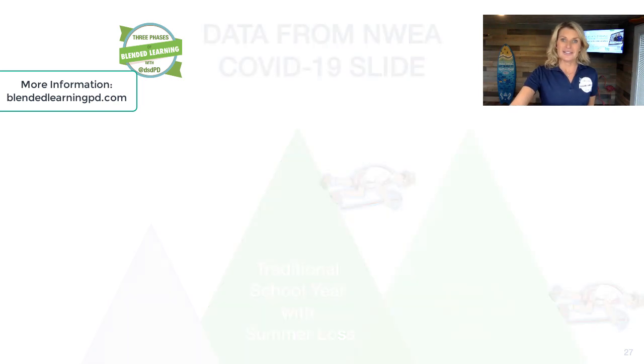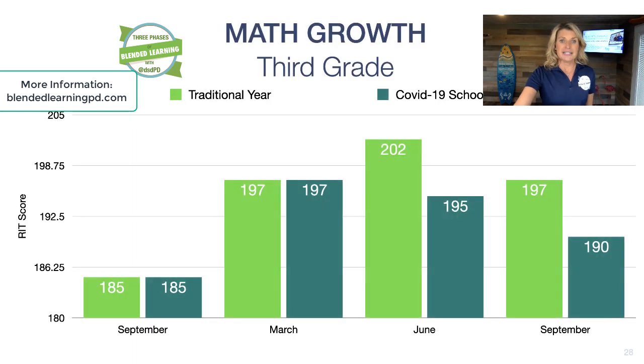Here's what the data looks like. These are the data points from NWEA. So, of course, the light green is a traditional year and the COVID-19 is a darker year. You can see that in September, they started out with a RIT score of 185, and then they left with a 190. All right? This is math. In the research, they said math is going to take more impact than reading, but we will look at both of them.